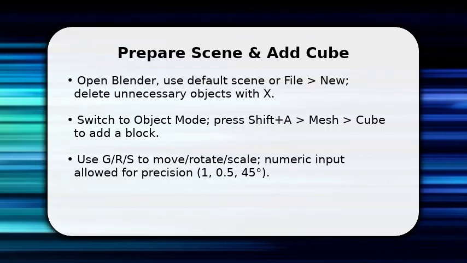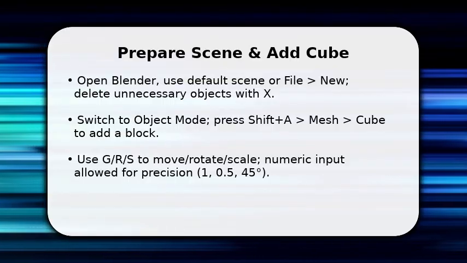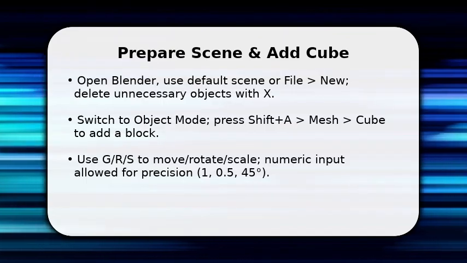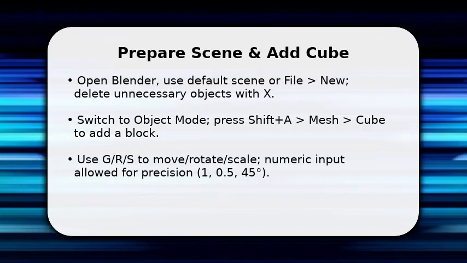Move it with G or type exact coordinates for precision. Once done, use R to rotate and S to scale. For example, type 1 or 0.5 for uniform scale. This gets you a clean, editable starting block right away.